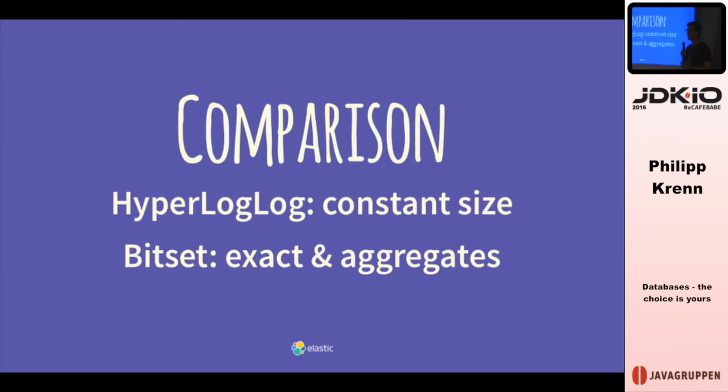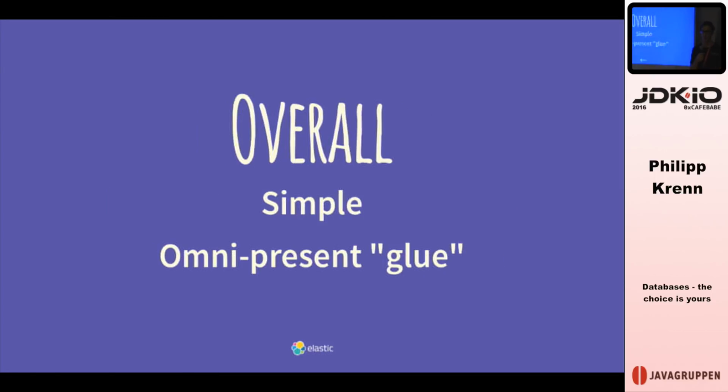BITSETs are nice because they're exact, and also they are super nice because you can aggregate them. Because after a week, maybe you don't care about the results for each hour, but you just say, I want to know, has a user logged in during a specific day? And then the 24-hour slices you have, you simply OR aggregate them, and then you know, has this user logged in during that time span or not?